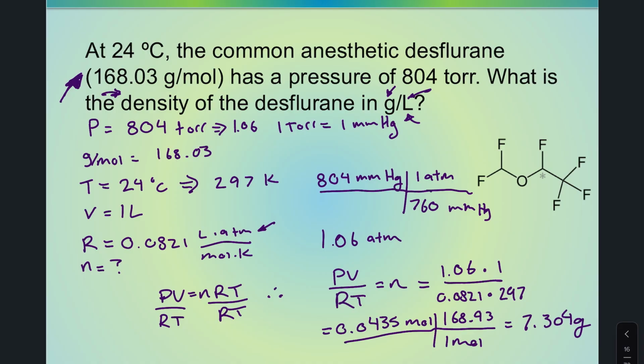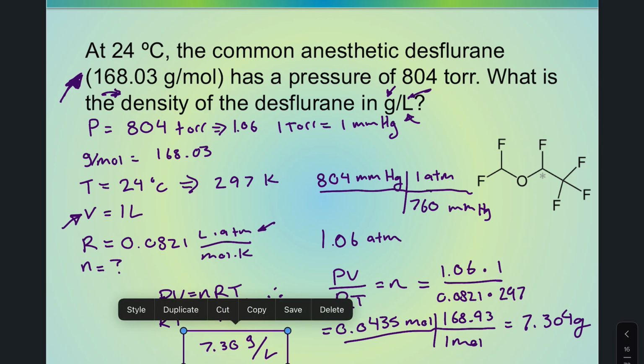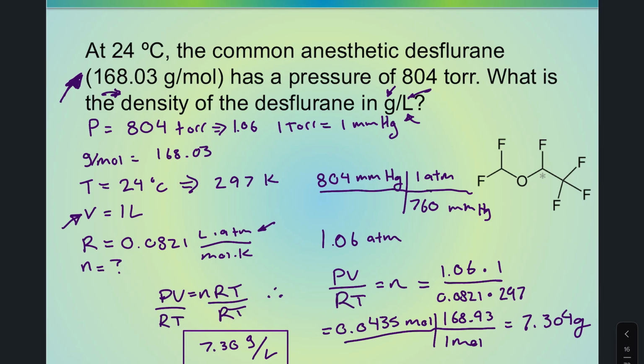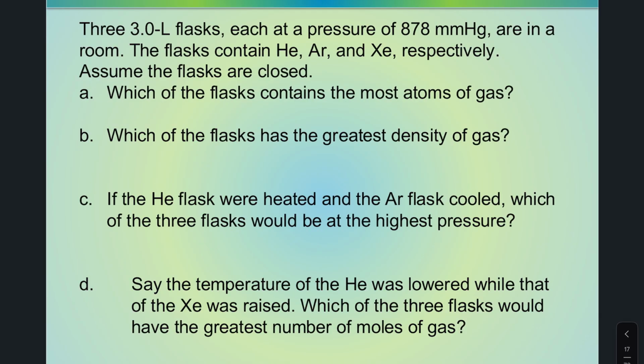And so that's the number of grams. We're dividing it again by 1 liter, right? That's what we decided the volume was. So that's going to be 7.30 grams per liter. I'll put this here so we can keep track of it. 7.30 grams per liter. Okay, so another problem of this.